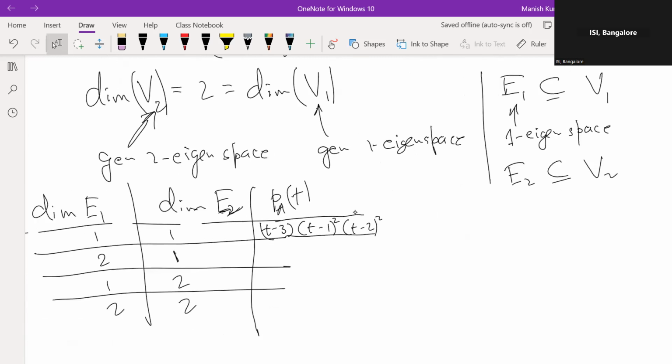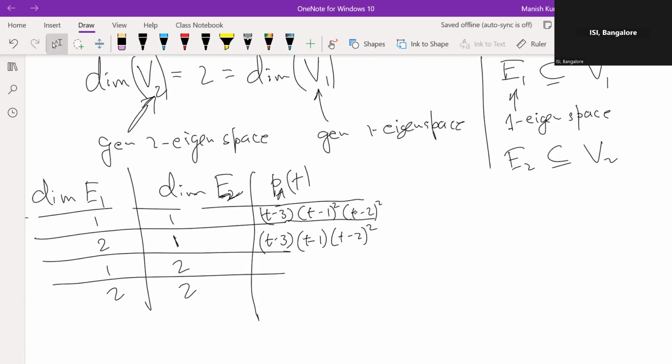So in this case, it will be t minus 3, t minus 1, and t minus 2 whole square. Because now in this case, E1 is equal to V1. So t minus 1 will annihilate. If you restrict phi A to V1 itself, it will be annihilated by just phi A minus identity.